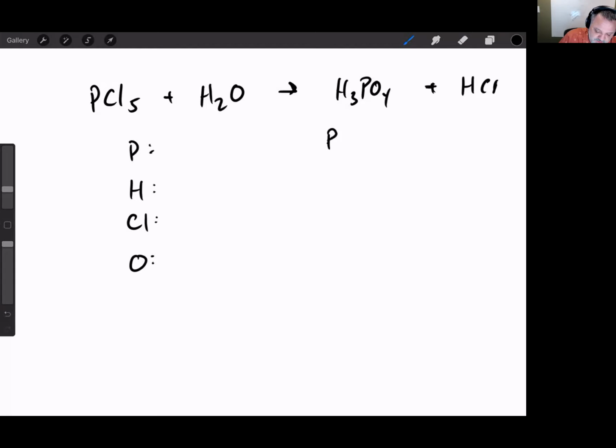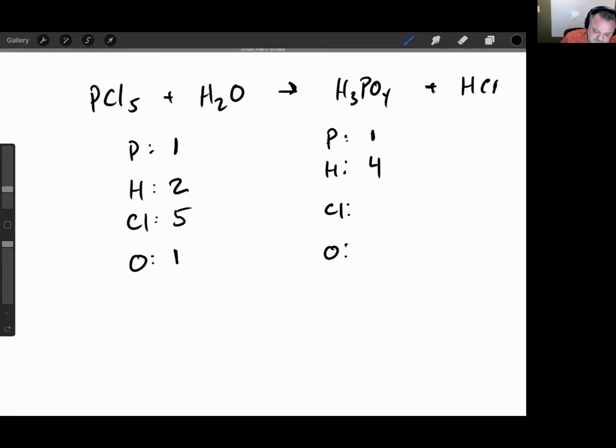I've got phosphorus, hydrogen, chlorine, oxygen. Here I've got 1 phosphorus. Total looks like I've got 2 hydrogens. Looks like I've got 5 chlorines and 1 oxygen. Looks like I've got 1 phosphorus. I do have a total of 4 hydrogens. Remember, you have to count them from both sides, or from both molecules in the equation. And I've got 1 chlorine, and I've got 4 oxygens.